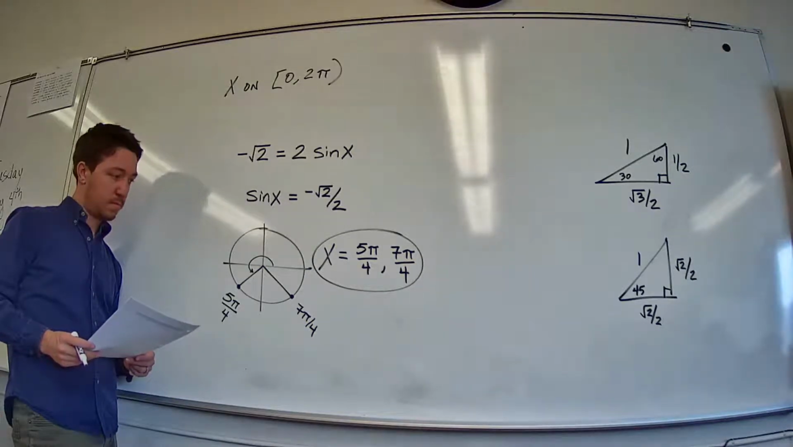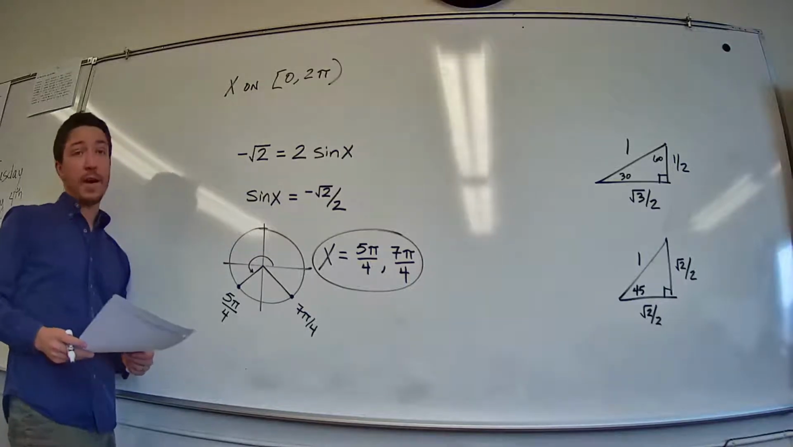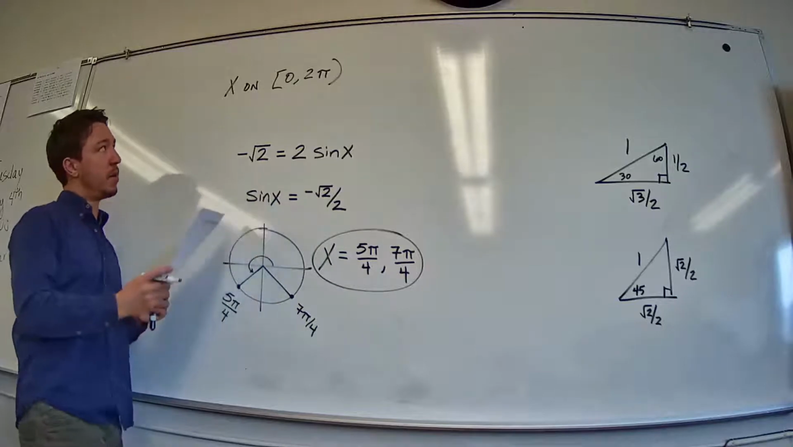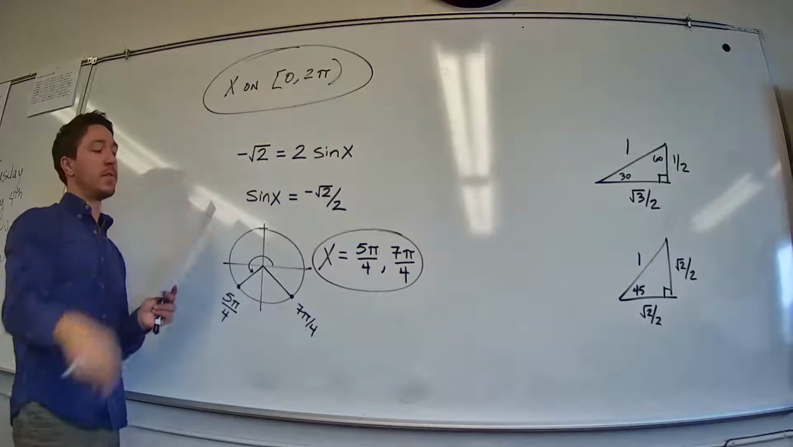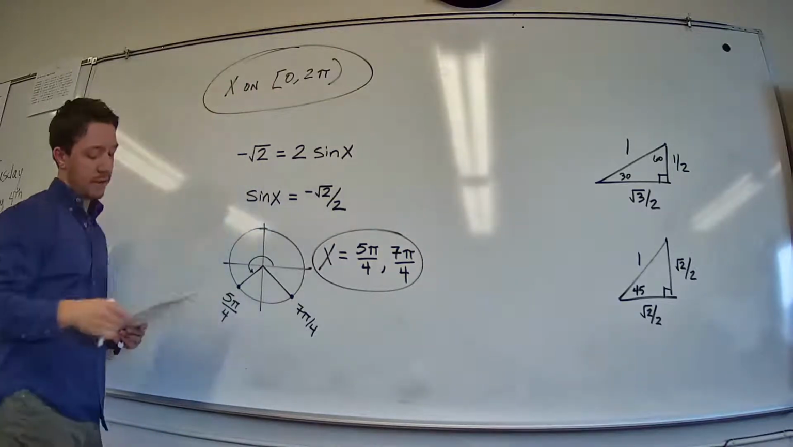Wait, why write 7 pi over 4 instead of negative pi over 4? Good question. Negative pi over 4 is a valid solution to this equation, but it's the condition we're asked for, at the very top of the page. No negative number is in that interval.